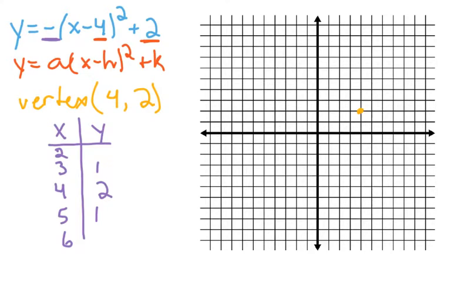2 minus 4 is negative 2, squared is 4, opposite of that is negative, so negative 2. So this would be my parabola. This would be the points that I would need to graph: (3, 1), (5, 1), (2, -2), and then (6, -2). So my graph would end up looking, and I'm going to curve my line the best that I can, my graph would end up looking like this.